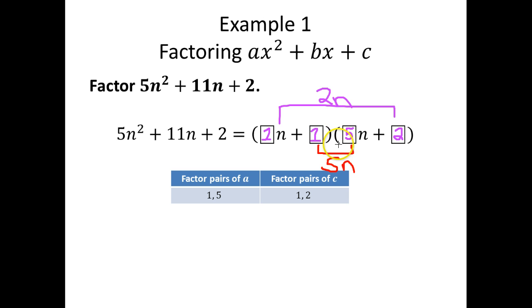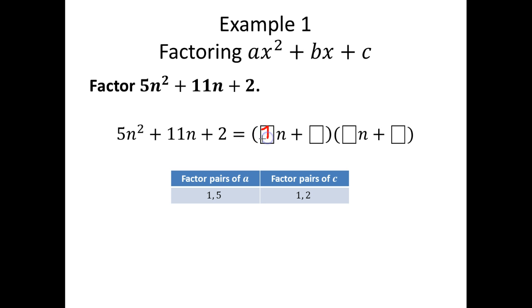2n plus 5n is 7n, but I want 11n. Okay, I don't want 7n, so I've got to try a different arrangement. Let's try putting the 2 here and the 1 over here and see if that'll work. Okay, so let's try this out.